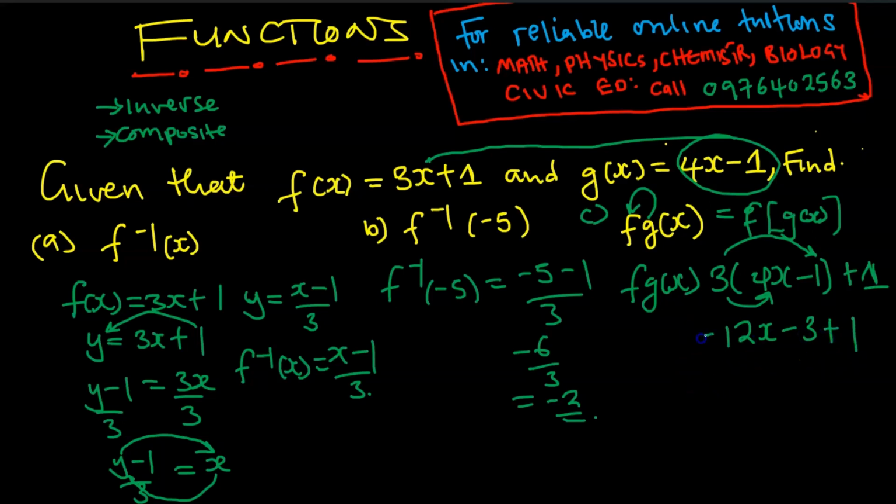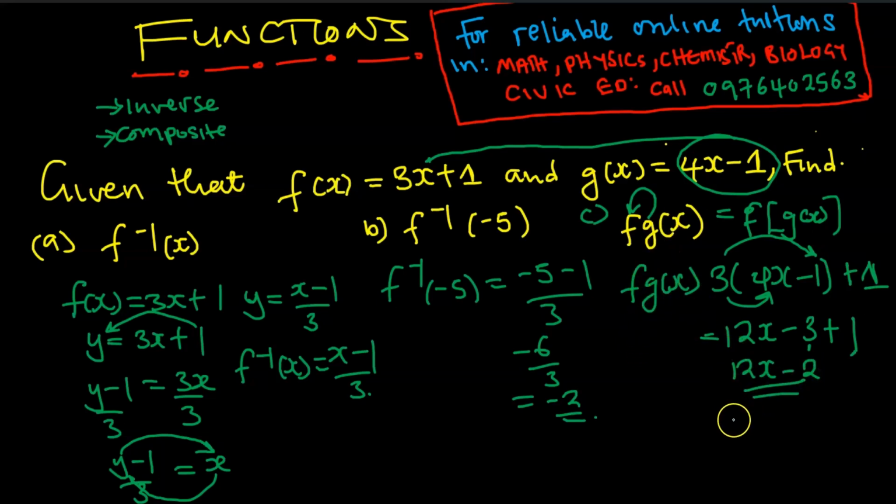Okay. At this point now, we can find these can be added. And how do we add them? So we get the bigger number, we subtract the smaller number, we maintain the sign of the bigger number. So we're going to have 12x minus this one and this one gives us negative 2. Okay, so this is fg(x).